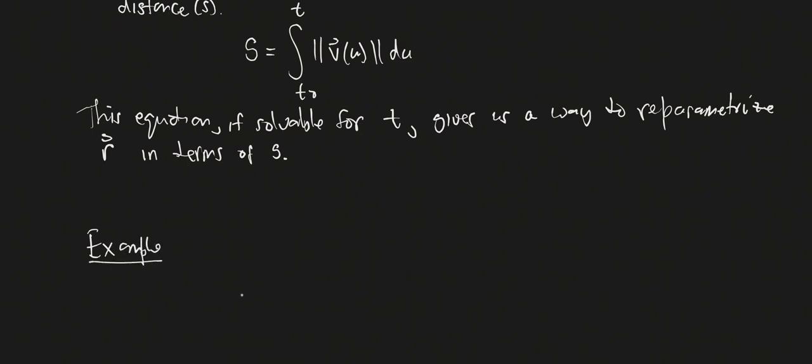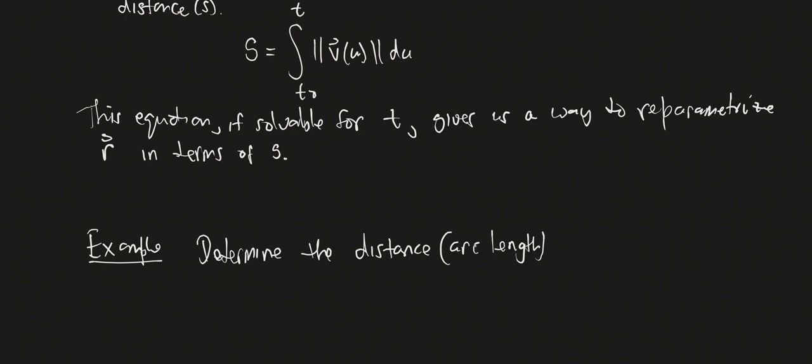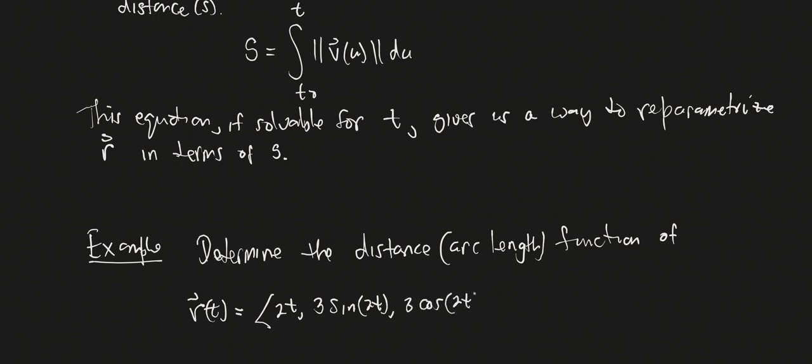So I'm gonna say determine the distance function. Sometimes it might say arc length, right? But we know that these two for us are equivalent. So determine the distance or arc length function of, and then here is our r. So r of t is equal to 2t, 3 sine of 2t, and 3 cosine of 2t, right?